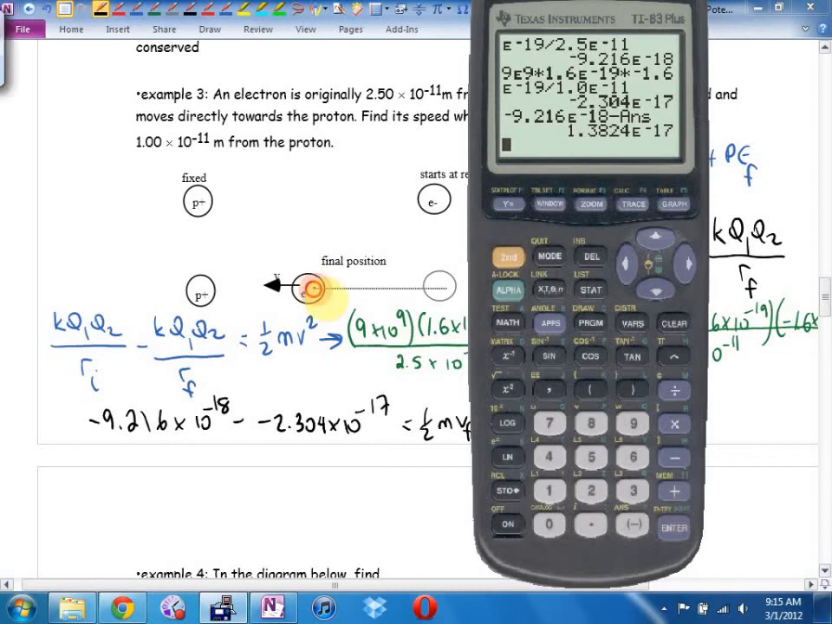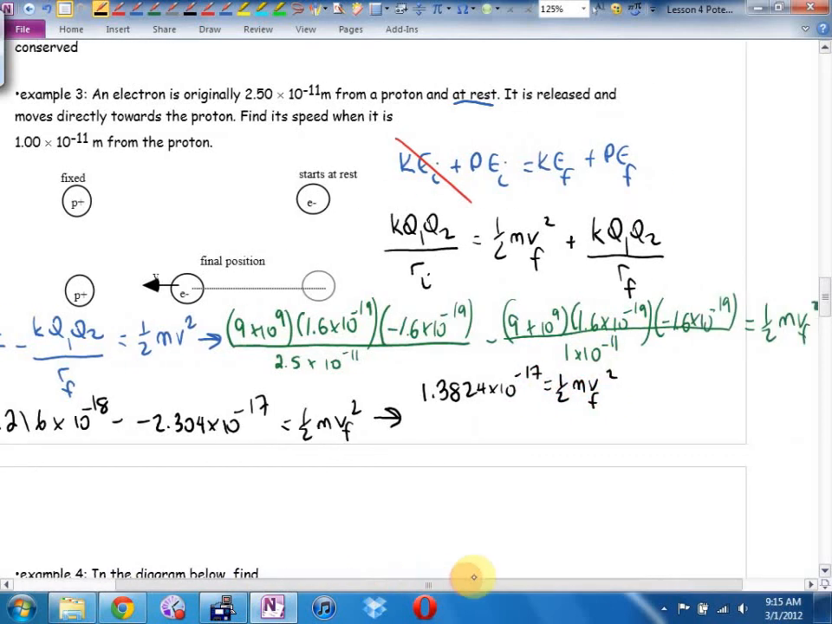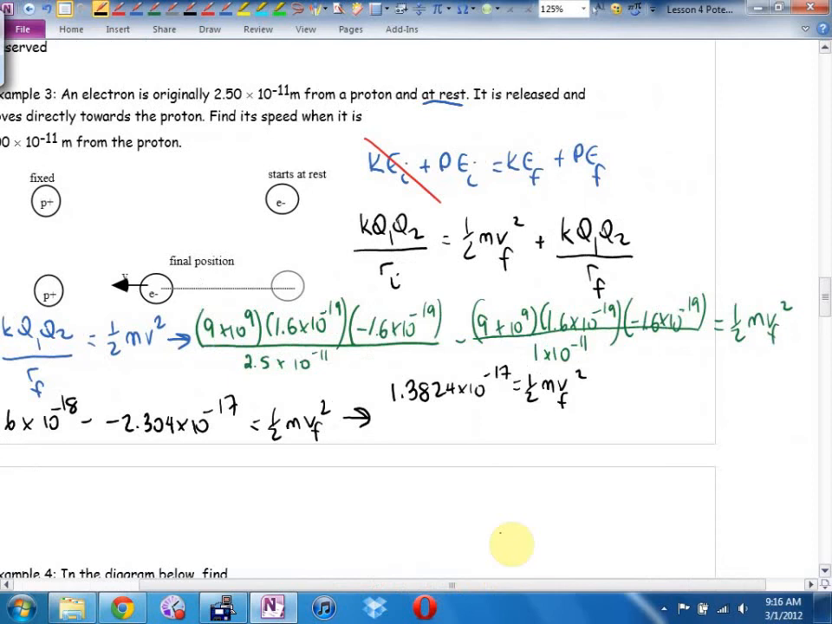We're not done. We're going to use this, though. 1.3824 times 10 to the negative 17 equals a half mv final squared. Now I can try and get v by itself. How would I get the v by itself? Times by 2, and then divide by which m? What's moving? The proton or the electron? The electron. How much do you want to bet that on your blue sheet somewhere you have the mass of an electron? You do, on your formula sheet.